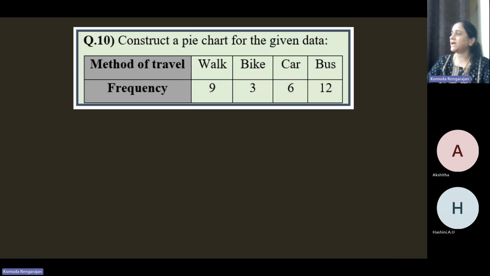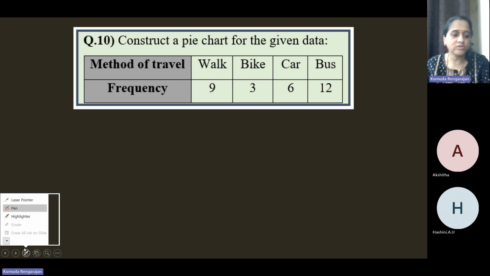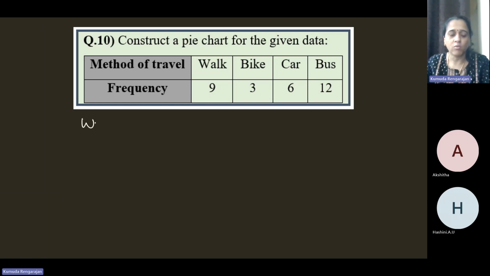How to find central angles? To find central angles, what should you do? For this question, the central angle for walk will be 9. What's the total? 9 plus 3 is 12. 12 plus 12 is 24. 24 and 6 is 30. Yeah, the total is 30.